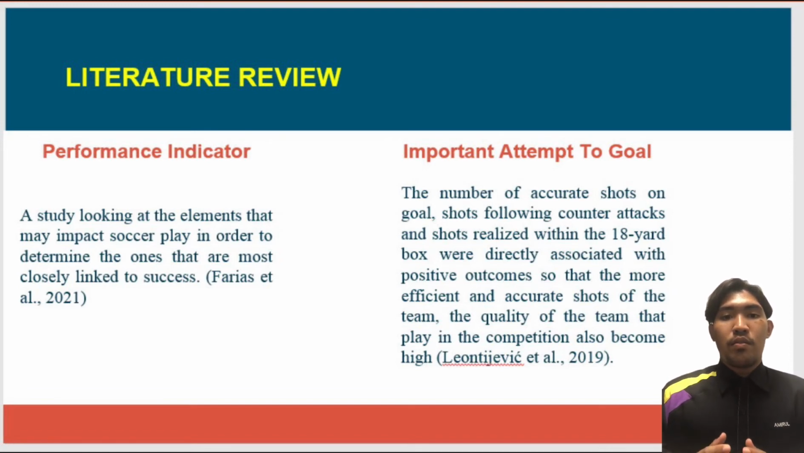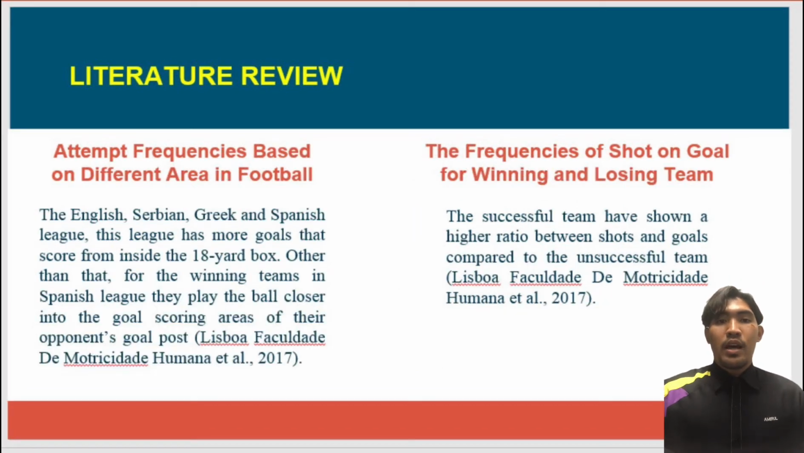Goal attempts are one of the important aspects or components in football. Based on the previous study, the number of accurate shots on goal, shots following counter attack, and shots realized within the 18-yard box were directly associated with positive outcomes. So the more efficient and accurate the shots of the team, the higher the quality of the team that plays in the competition. There are many ways to score a goal in football. It can be from shooting the ball, heading the ball, and by the set piece.